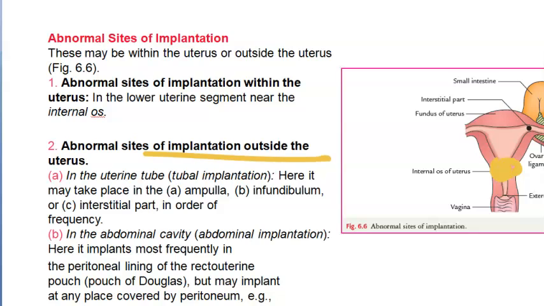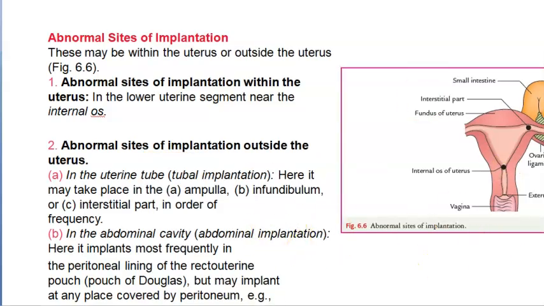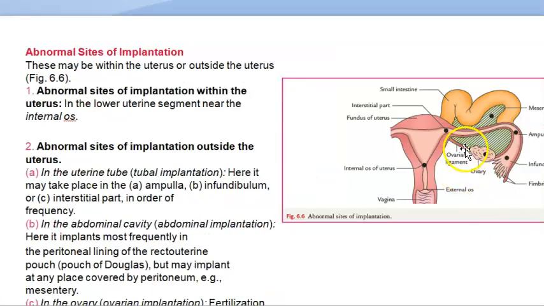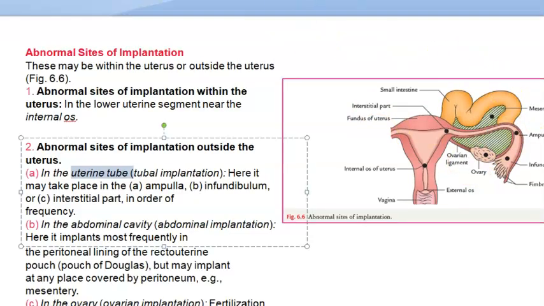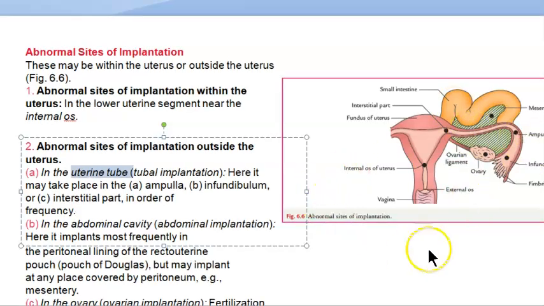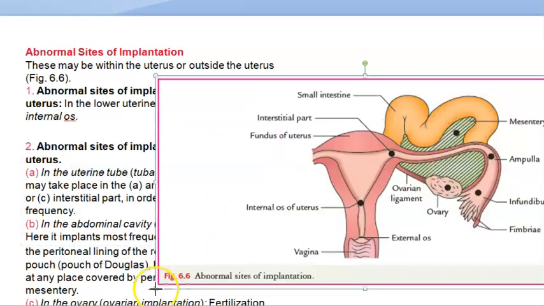Then you have other sites outside of the uterus itself, which become more like an ectopic pregnancy, correct? So what are they telling here? Ampulla, infundibulum, interstitial part of the uterine tube. That is, in the fallopian tube it can implant. Isn't that the same as ectopic? The ampulla is here, right? Are you understanding where I'm marking, people? Let me mark here.